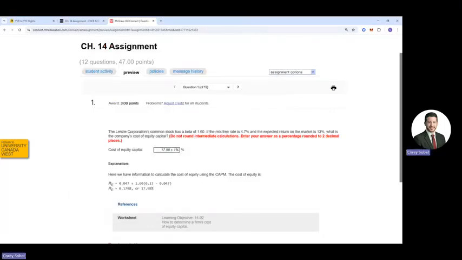So what do we have here? If you remember, we were looking at calculating the cost of capital. So we were looking at the cost of equity, the cost of debt, the cost of preferred stock, and then we talked about the weighted average cost of capital. Those were the key concepts from chapter 14.